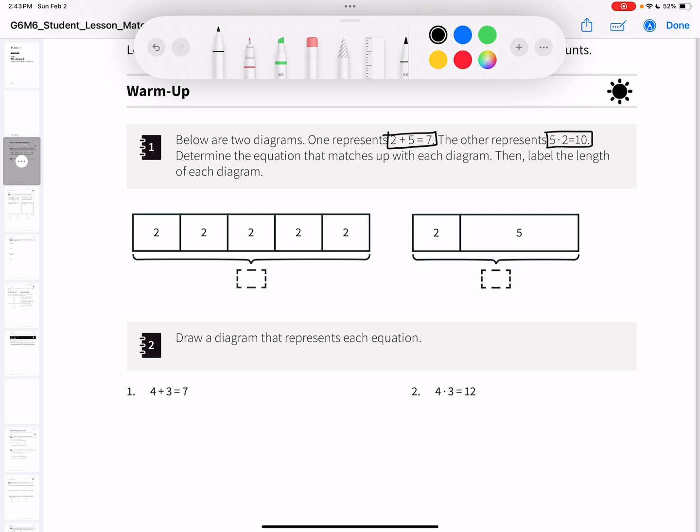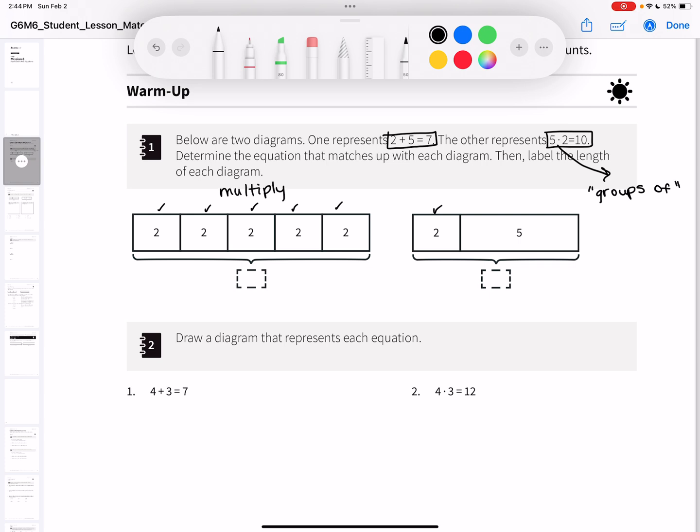Well, we know that when we say times something, we're usually talking about groups of, right? So I'd say 5 groups of 2. So looking at these two diagrams, which one shows us 5 groups of 2 or 5 copies of 2? Well, here we only have 1, 2, but here we have 1, 2, 3, 4, 5. So again, there we have 5 groups with 2 in each group, right? 5 groups of 2. So this one would be our multiplication.